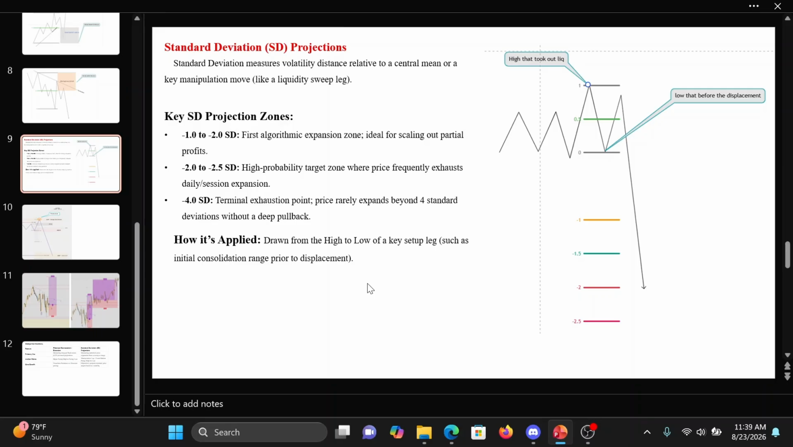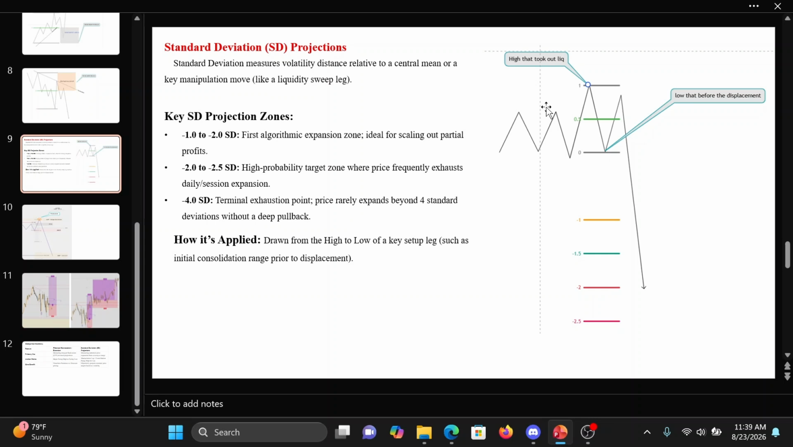For example, if you are trading Nasdaq, in most cases you want to be able to see an area of take profit, because sometimes it's bullish and you don't know where it may react from, because there is no other level above you. So this is where the standard deviation comes in. Standard deviation measures the volatility distance. Listen to this: it measures the volatility distance relative to the central mean or a key manipulation move like a liquidity sweep. It measures the relative distance.